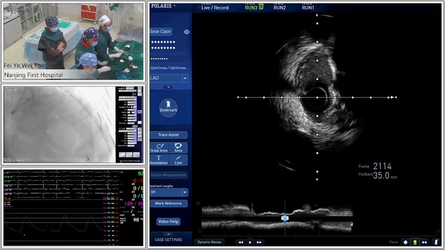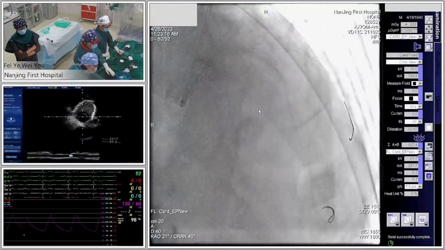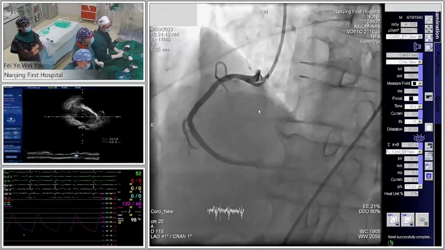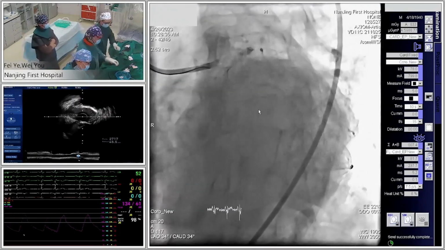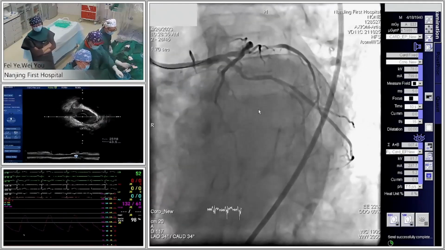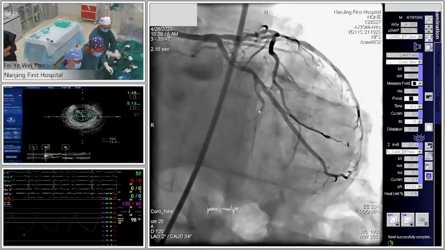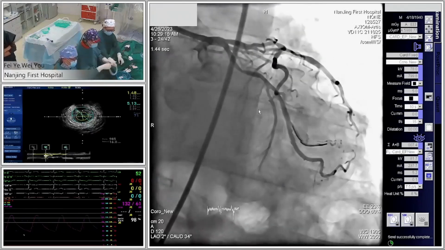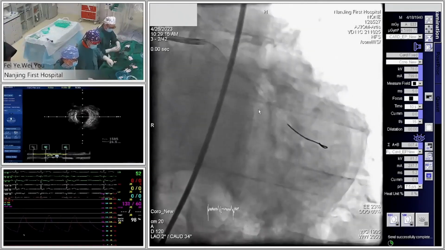So yes, I think LAD preparation is enough. So prepare the diagonal. Give me a 2.75 NC balloon. From the IVUS, could you tell me the plaque characteristics of the diagonal? Calcified plaque? A little calcified? Fibrous.